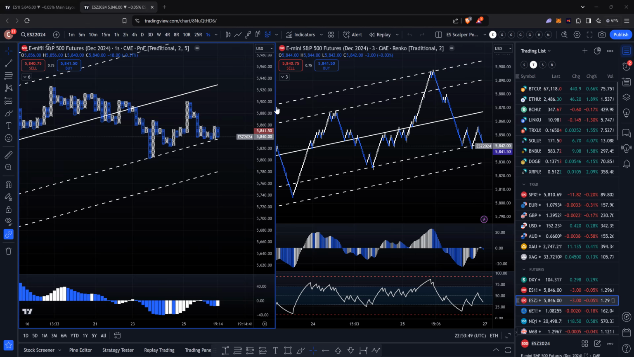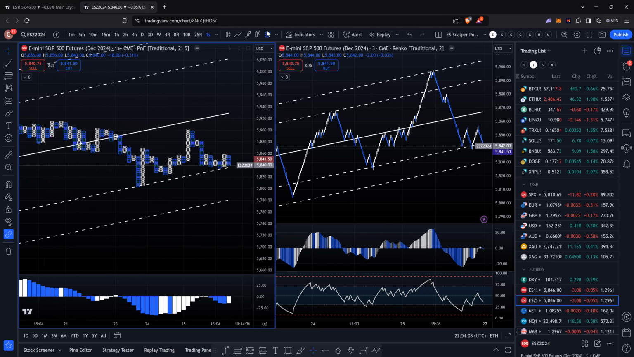This is the ES. I pretty much am only scalping the ES right now just because I've had good success with it, so I plan on continuing. By way of explanation, on the left, this is a point and figure chart, PnF. It's available in, I think, the first tier of paid TradingView. It's a chart type you can set up.